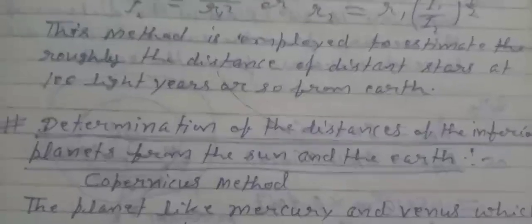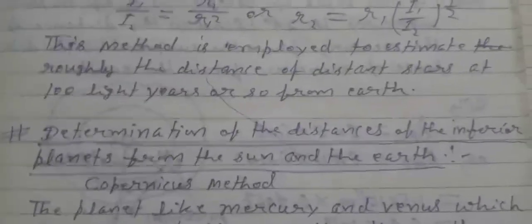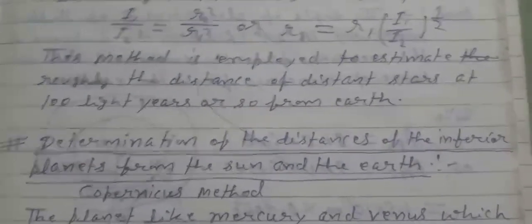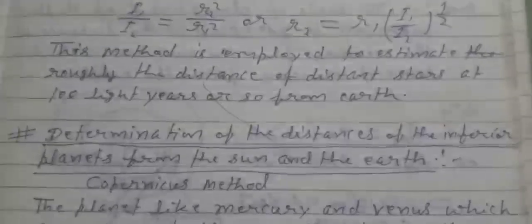This means that if a star is more than 100 light years away, then this formula can be applied directly. This will give you an estimated distance of a star.